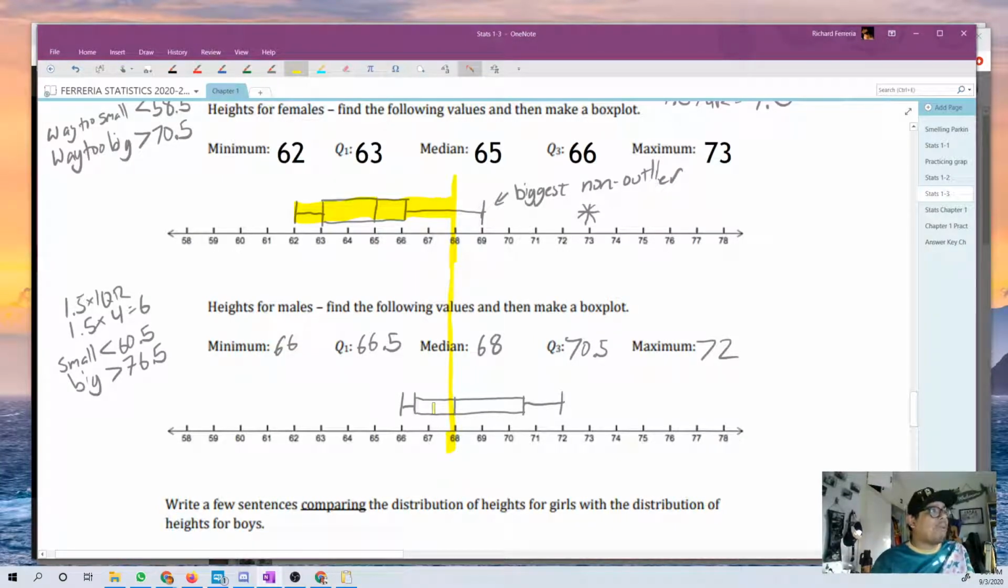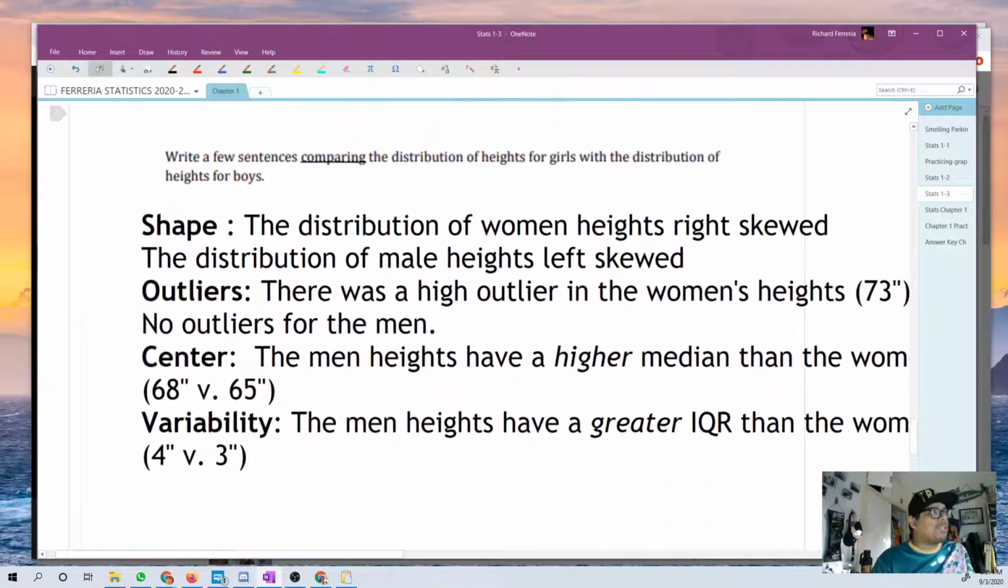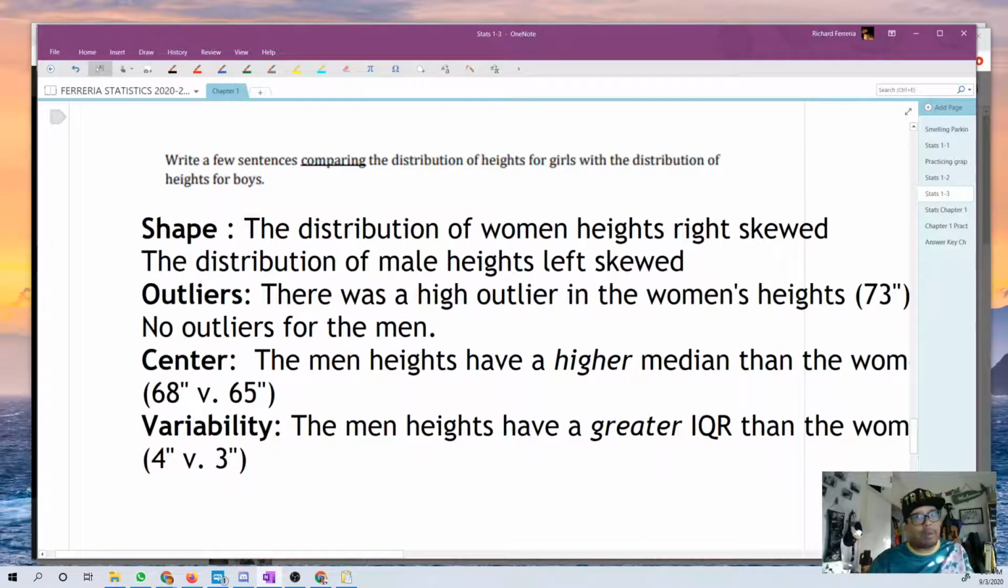Now, when we compare the distributions of girls and boys, we're going to go over those same 4 things from the previous lesson, namely the shape of the distributions, the outliers, whether or not there are, and the center, which has a higher center, and which has more variability. Now naturally, since we're looking at box plots, it's easiest for us to compare medians for the center and to compare the IQR for the variability. So we have the shape.